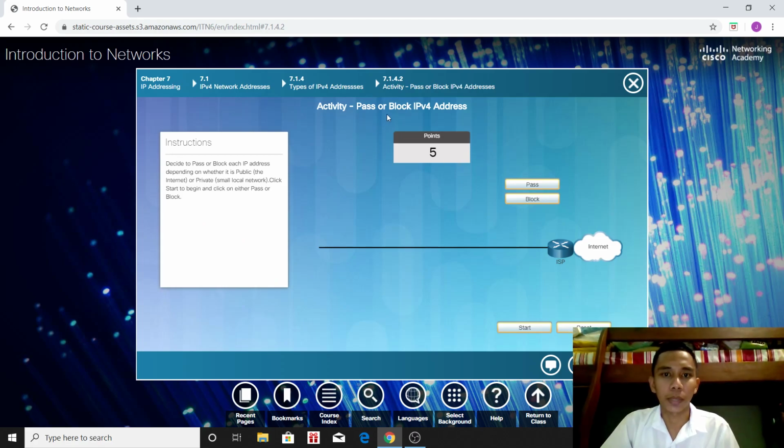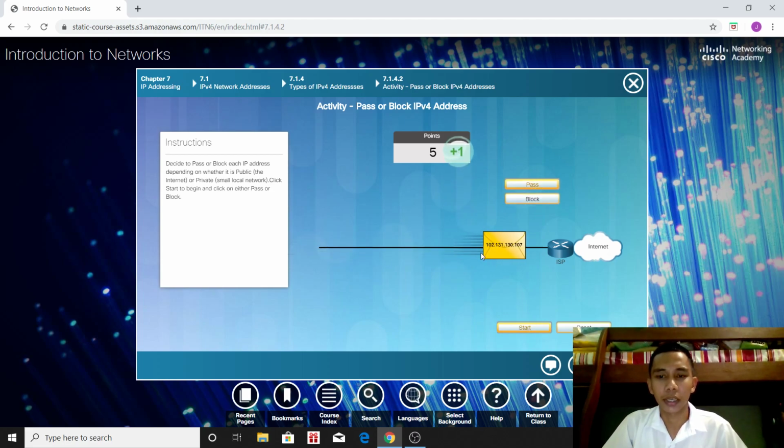Okay, let's try pass or block IPv4 address. This instruction decides to pass or block each IP address depending on whether it is public, the internet, or private, a small local network. Click start to begin. Okay, let's start.